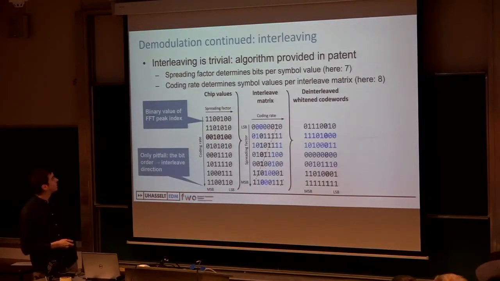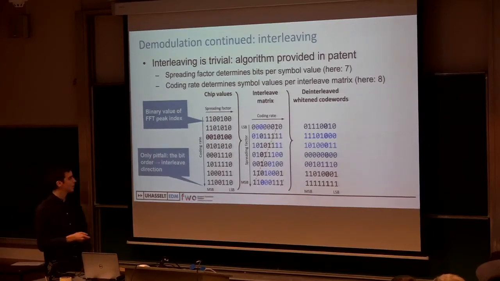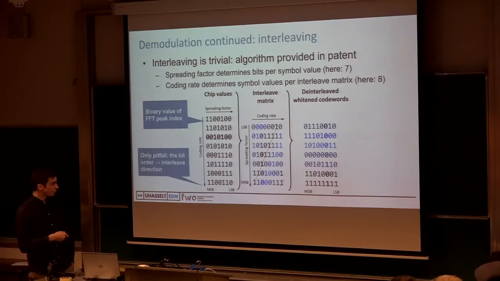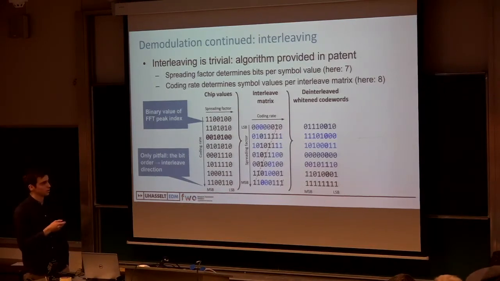Okay, so after the demodulation, you have basically a list of chip values. And now we need to do some other things to get to our ultimate data. The interleaving algorithm is described in the LoRa patent as well, and it's dependent on two configurations. The first is the spreading factor, which determines the number of bits per symbol value. Here you can see the spreading factor in this direction. In this case, the spreading factor is 7. And then there is the coding rate, which determines how many symbols there are in the interleave matrix. So this should correspond to the coding rate. In this case, it's 8, since we use 4/8 coding.